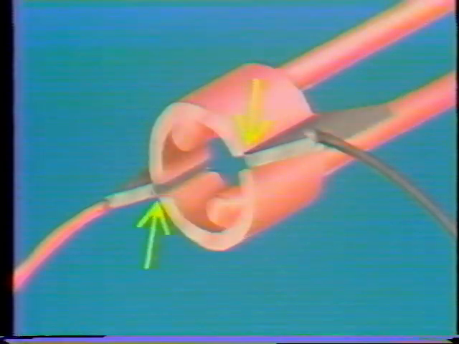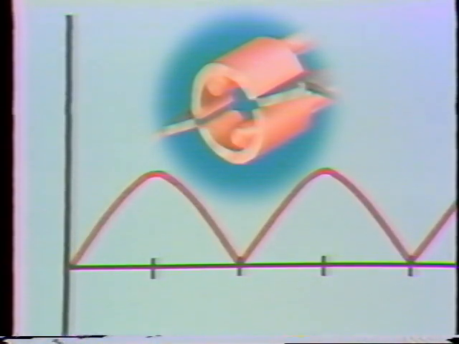By the way, did you notice that as the commutator segments passed from one brush to the other, there was a point where each segment contacted both brushes? It happens twice in each revolution, at 360 degrees and at 180 degrees. Well, these 2 points are the points where no voltage is induced, so this position is called the neutral plane. This is how it appears on the sine wave.